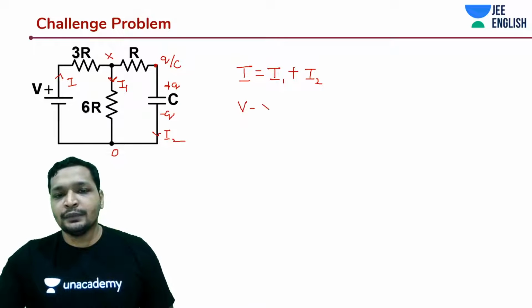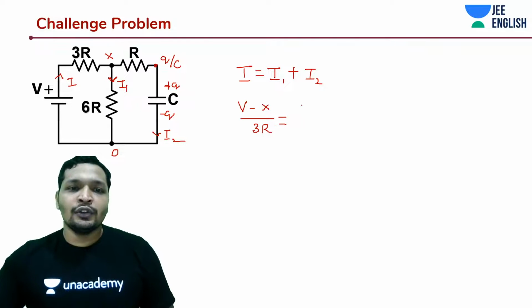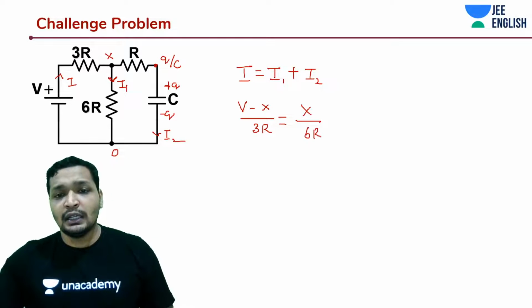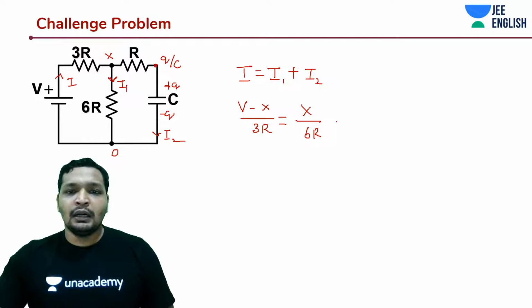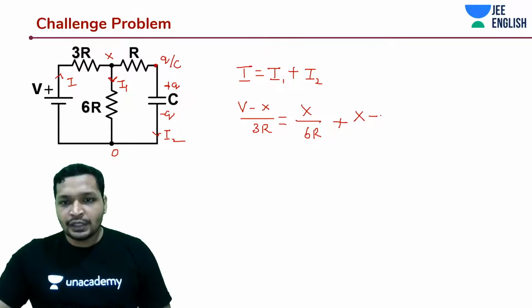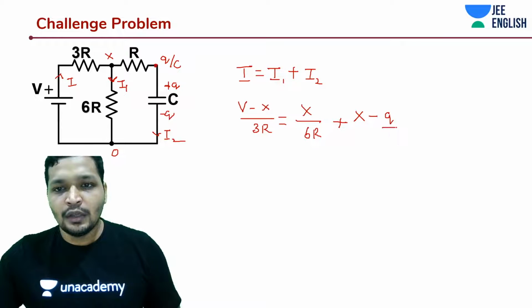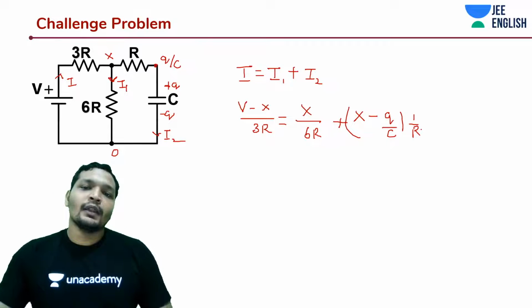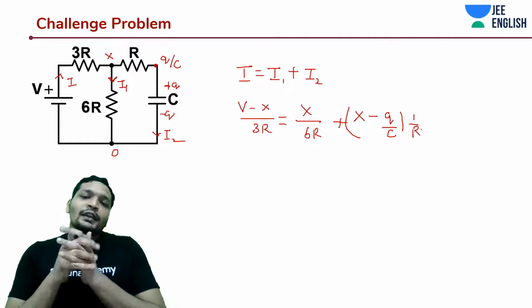V minus X by 3R is equal to X by 6R plus X minus, okay, I got a shortcut, I guess. I'll share that shortcut with you then. But we don't need to actually solve the entire thing, students, if you observe something.